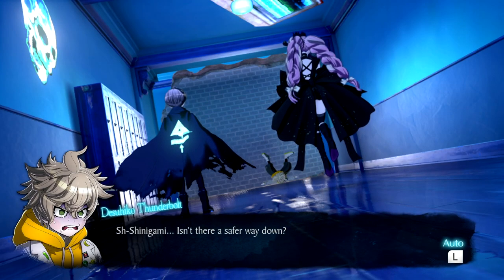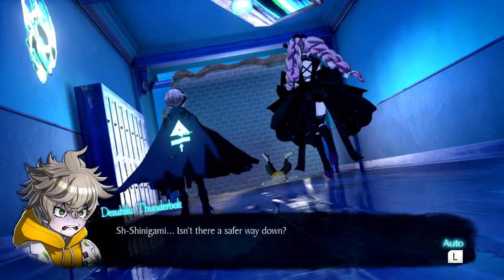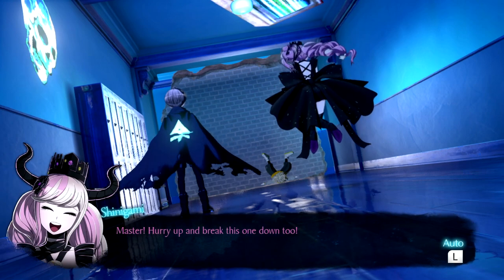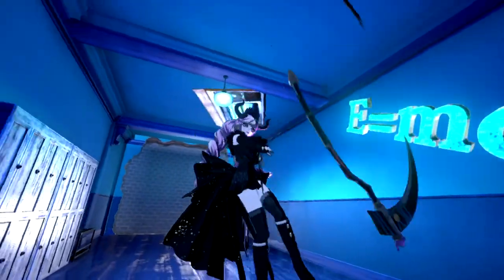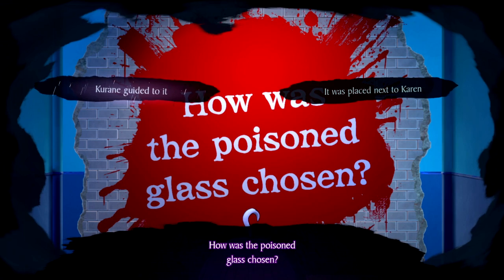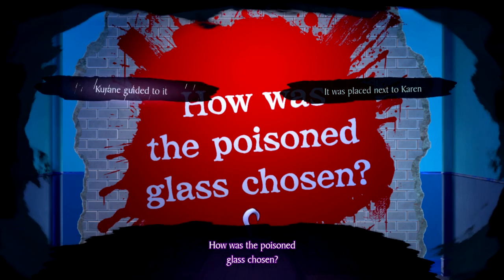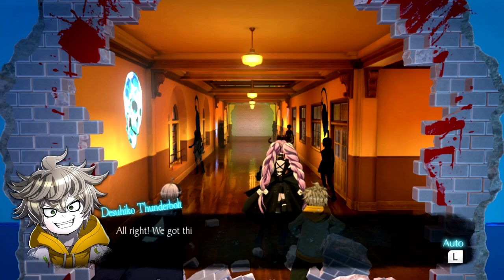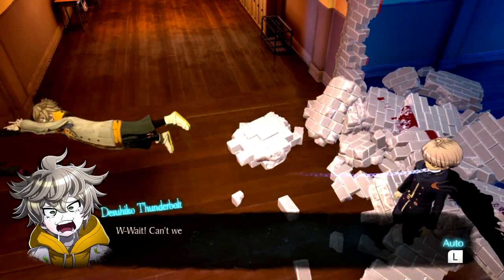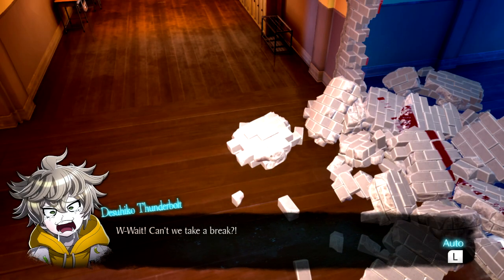Shinigami, isn't there a safer way down? Master, hurry up and break this one down too! Right. We're never gonna get tired of seeing Desahiko flung into walls. And getting tired of that. How is the poison glass chosen? Kurane guided to it. All right, we got this one too. Only a bit more. Let's keep going. Wait, can't we take a break? You're not the one running.